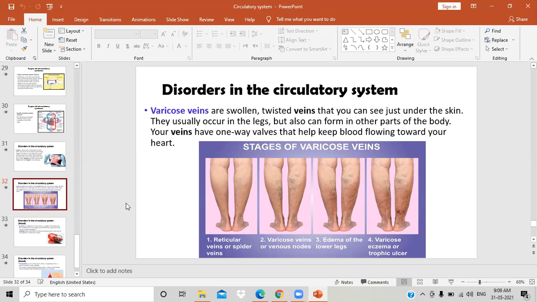I think you have seen, especially in old people and in pregnant women, this kind of shape on their legs. Varicose veins are swollen and twisted veins that you see under your skin. It's usually in your legs, and this is because your veins have one-way valves that have to keep the blood flowing toward your heart. If the valves and the walls are not strong enough, this is what happens. The vein starts to swell and gets twisted.